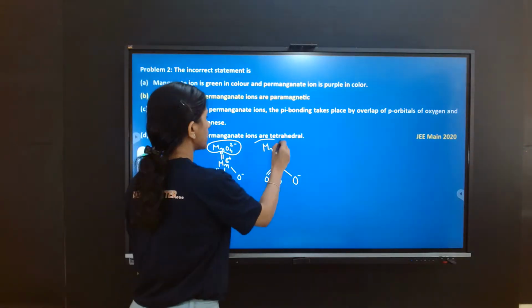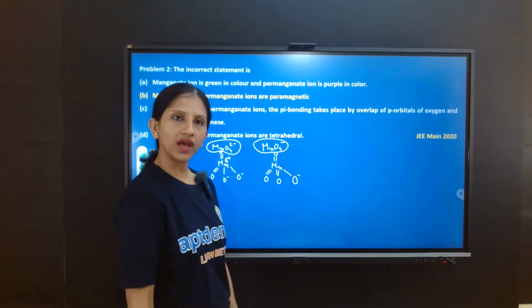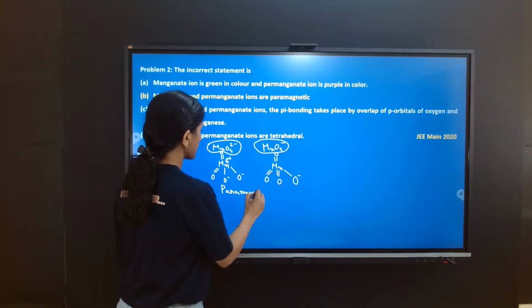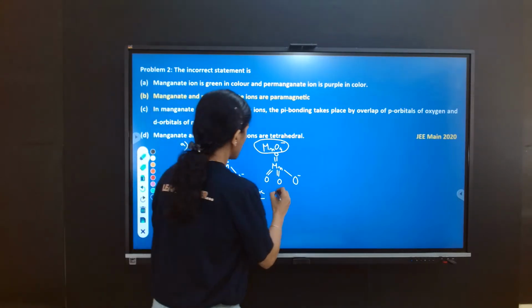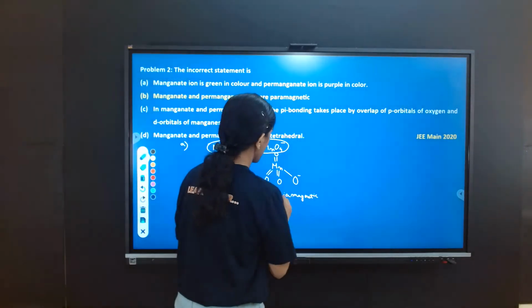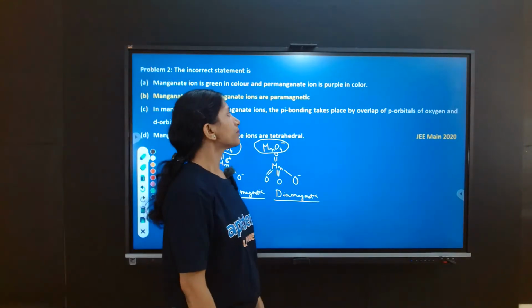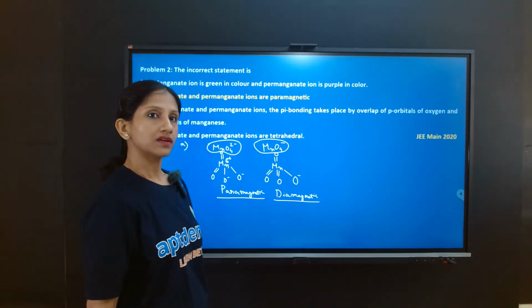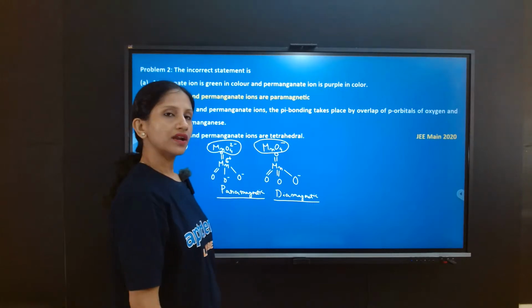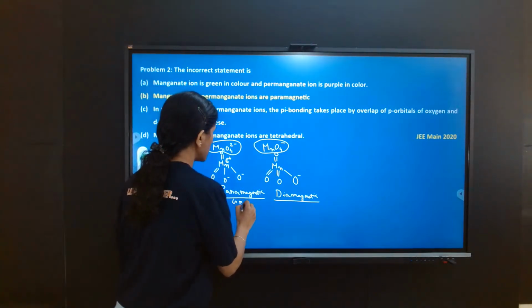So from the structural point of view, we can easily see that manganate has unpaired electrons, whereas permanganate does not have unpaired electrons. So this is paramagnetic in nature, but this is diamagnetic in nature. But statement A is saying manganate ion is green in color and permanganate ion is purple in color. Why are they both colored? Because in manganate, unpaired electrons are there, so it is quite obvious that it would show color. It is colored and it shows a green color, right?